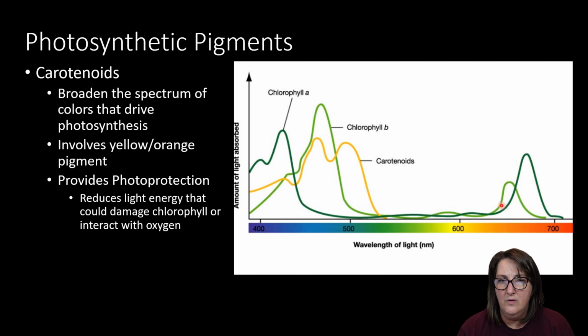I also have carotenoids, which is this line here. This line here is going to help broaden the spectrum, help bring in more light waves to help excite pigments. It's going to involve yellow and orange. This is what you see whenever you have bell peppers and you see red and orange bell peppers. What you're seeing is the carotenoid. You're seeing that yellow or reddish color.